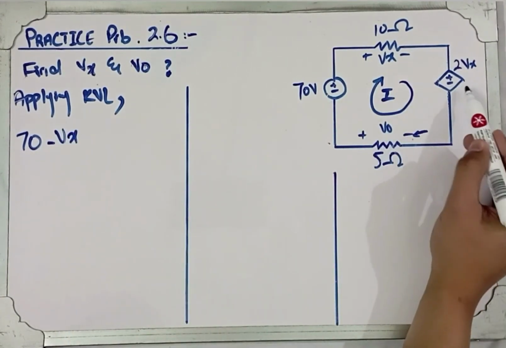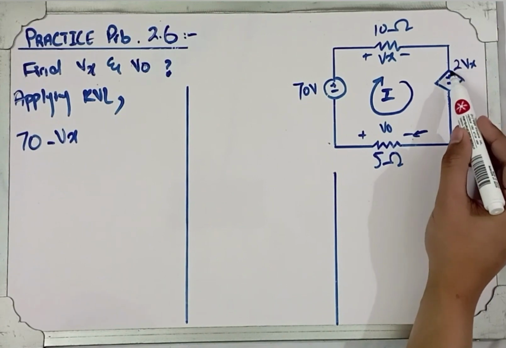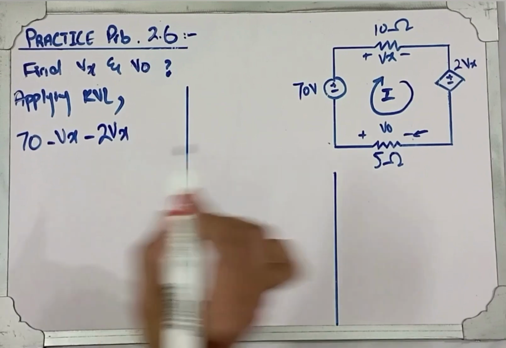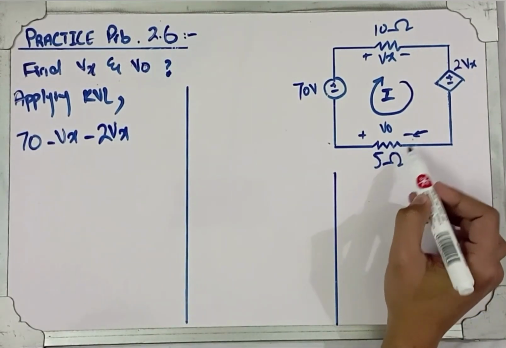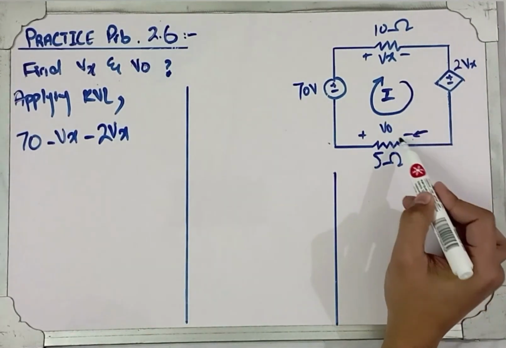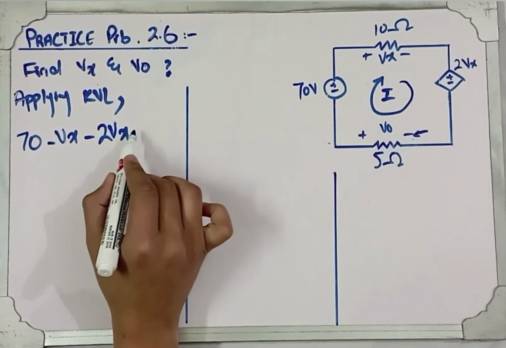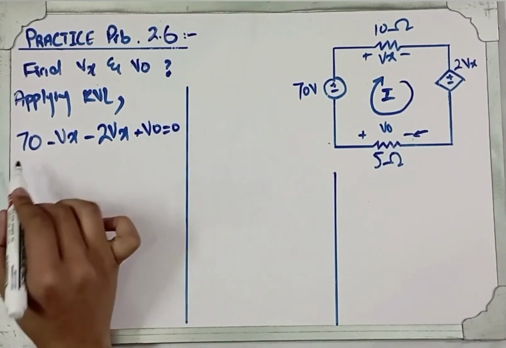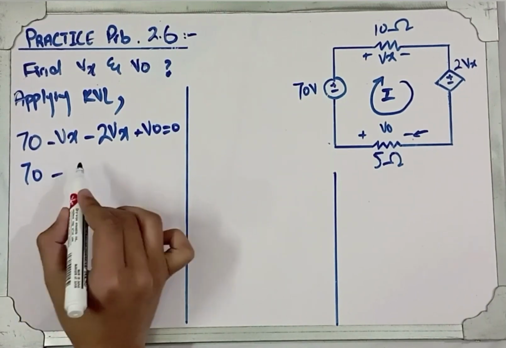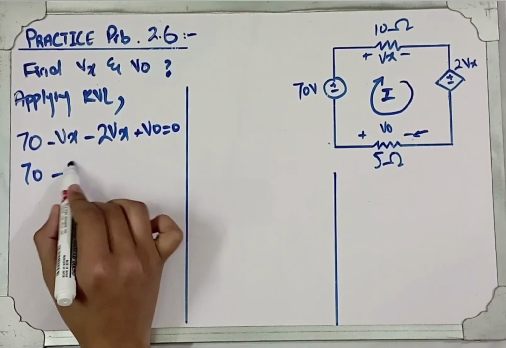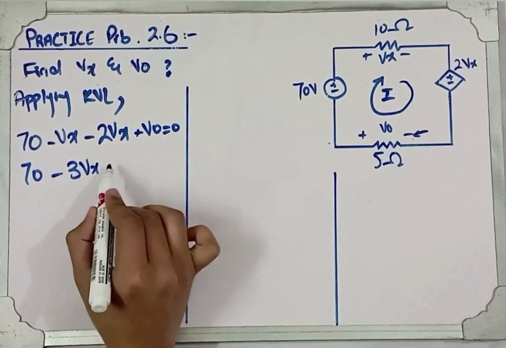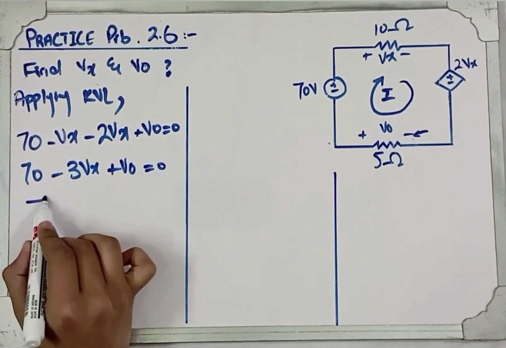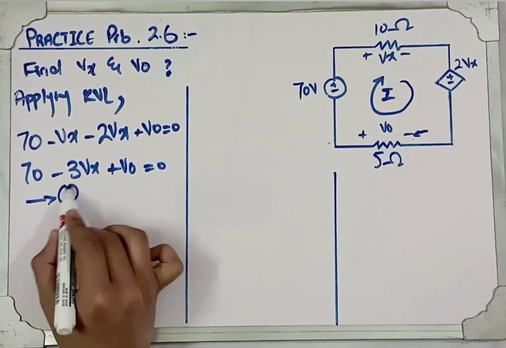Similarly, for the dependent voltage source, the current is flowing from positive towards the negative, so there is a drop in potential, so minus 2Vx. And for the 5 ohm resistor, the current is flowing from negative towards the positive, so there is an increase in potential, so we will write positive V0, equals 0. Now simplifying this equation, we will have 70 minus 3Vx plus V0 equals 0, and we will name this equation number 1.